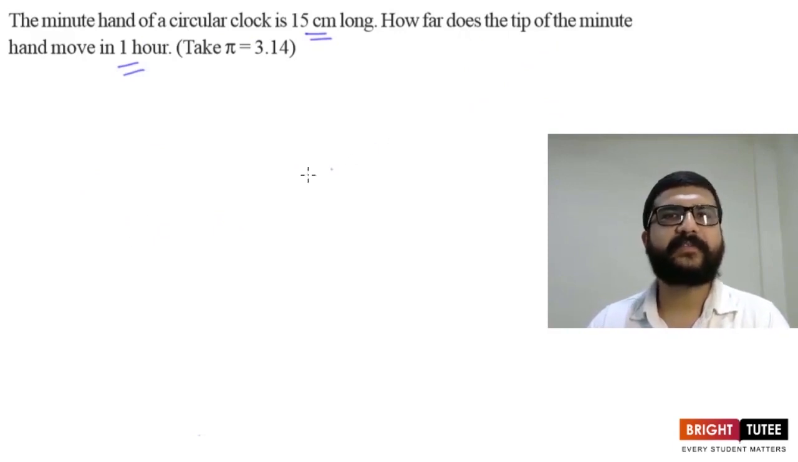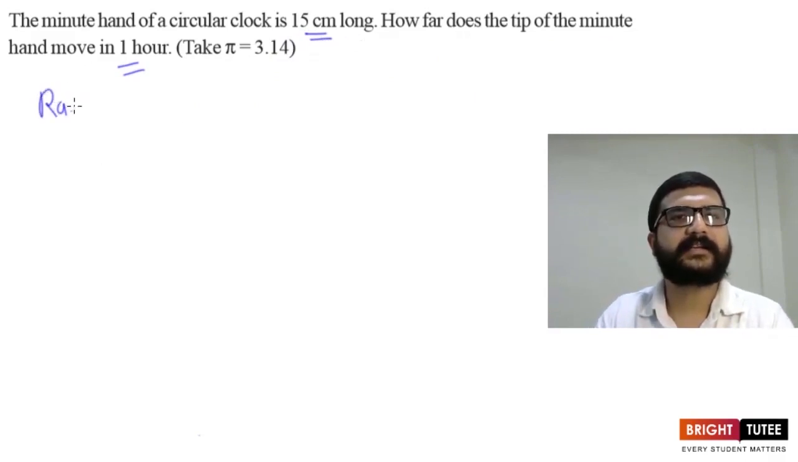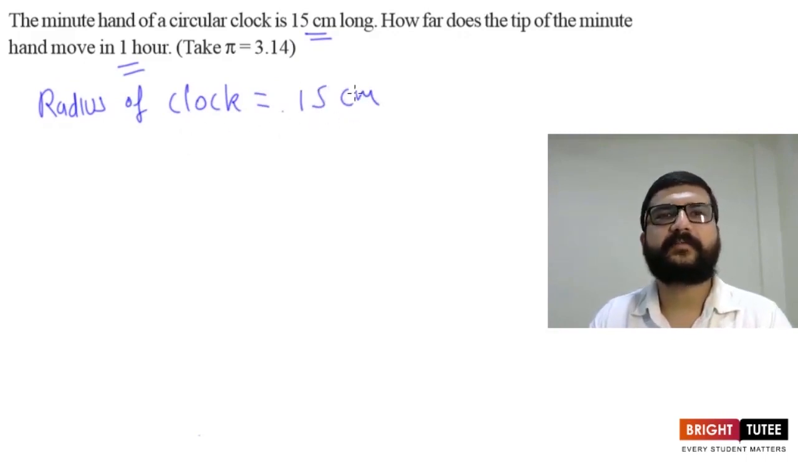As we know, in 1 hour, the minute hand completes the circle. So therefore, the distance covered by the tip of the minute hand in 1 hour will be equal to the circumference of the circular clock. How can we find the circumference? We can find it using the length of the minute hand. That will be the radius of the circular clock. So first of all, let us write the radius of the clock. This is 15 centimeters.